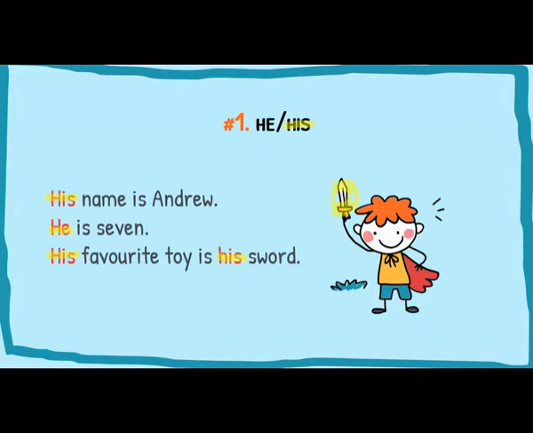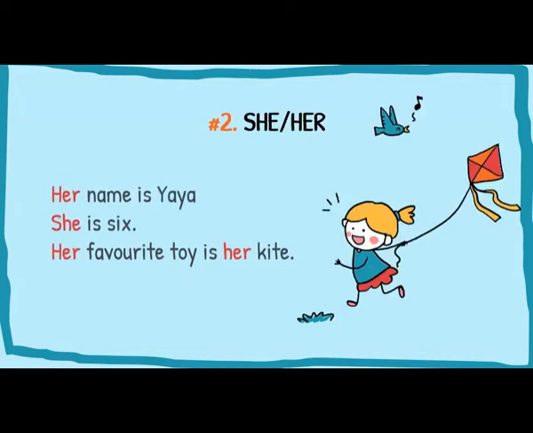Okay, let's look at the second example of using she and her. Let's read together. Her name is Yaya. She is 6. 6 tahun umur dia. Her favorite toy is her kite. Ni kite. Kite is layang-layang.